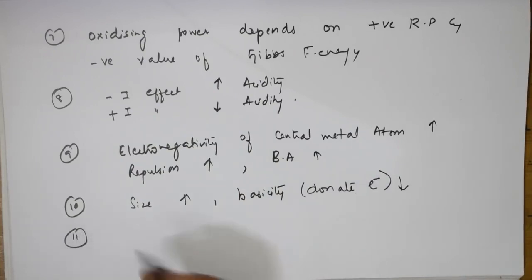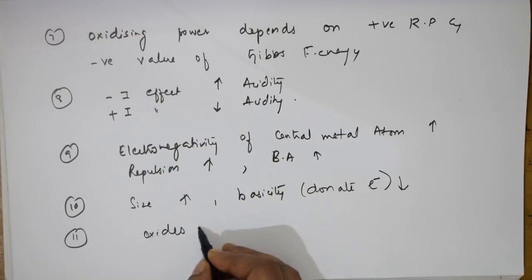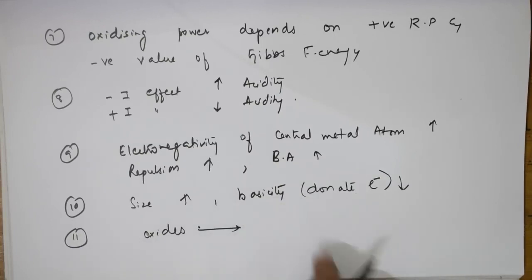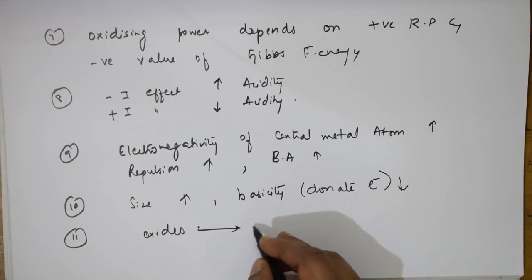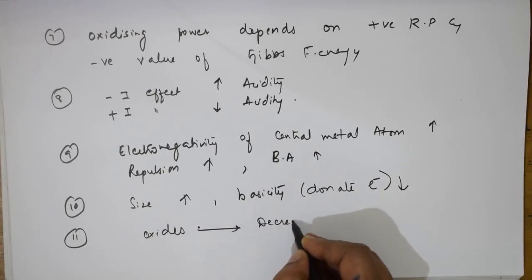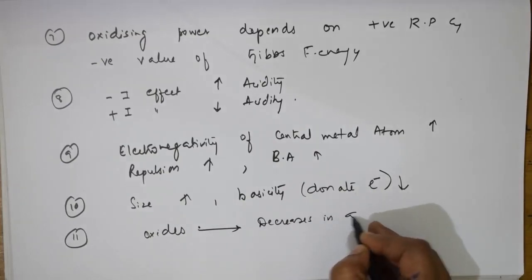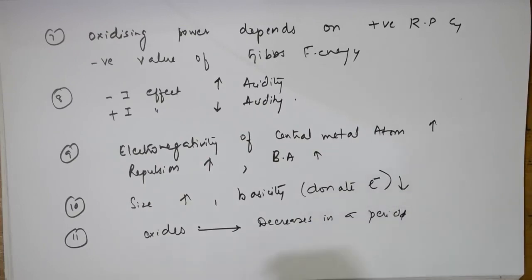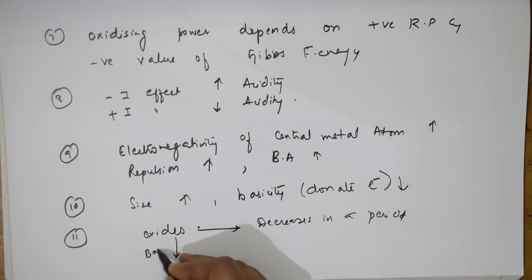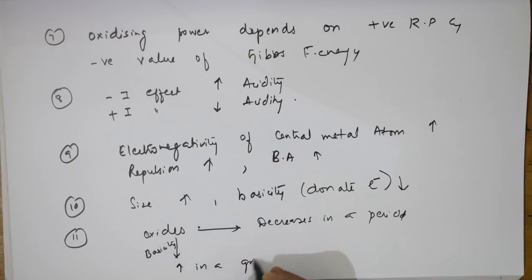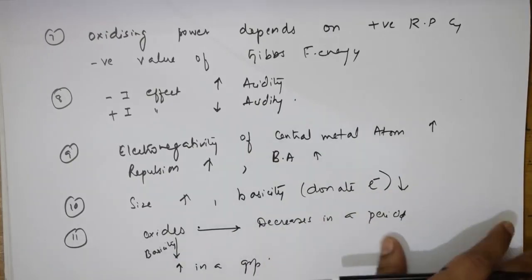Remember this concept. Next, when I have to speak about oxides, whichever oxide you're speaking about, acidity decreases in a period. Now when I speak about basicity here, basicity increases in a group. Remember this concept. I'll be applying this concept with other questions.